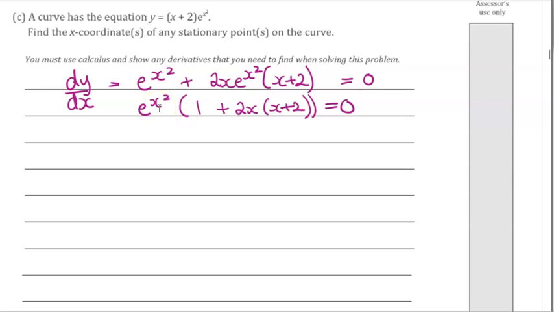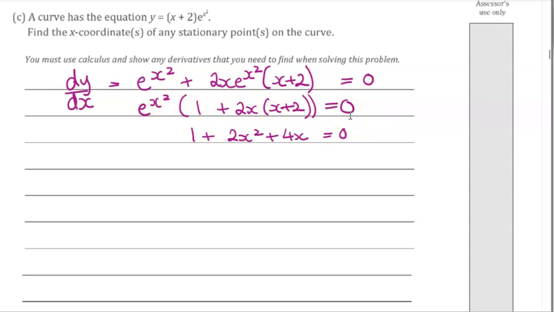It helps you to get rid of it. So I've factored out the e to the x bit here and then written the rest in this other bracket. Now that means that e to the x squared can't be 0, so this bit must be equal to 0, so that when they're timesed together we can get an answer of 0.